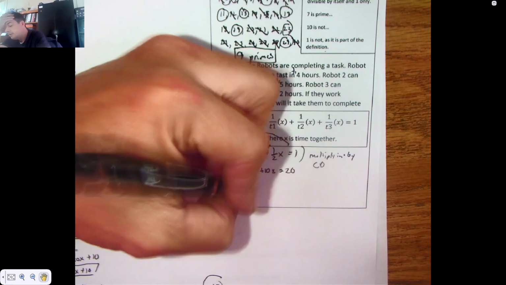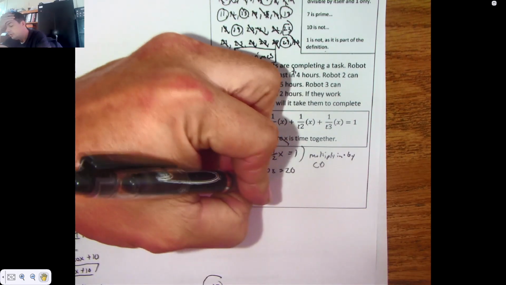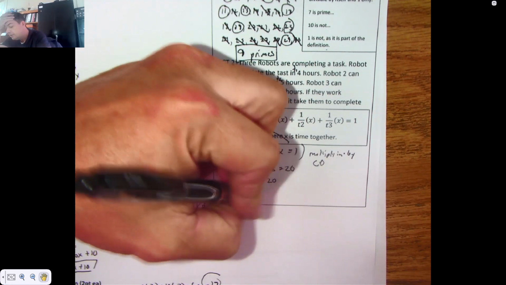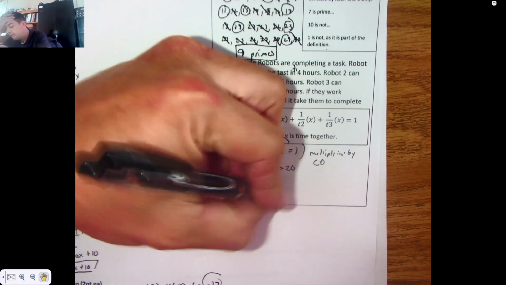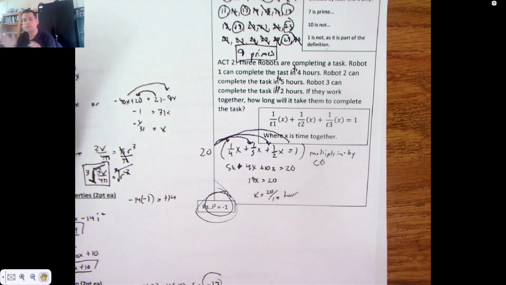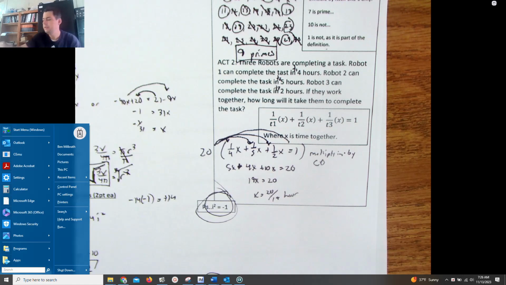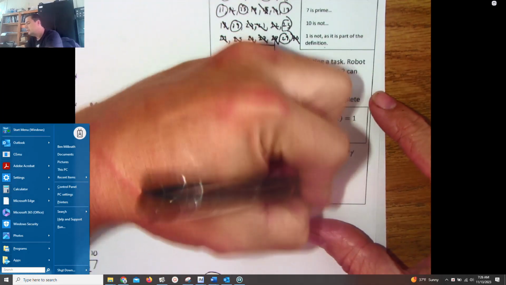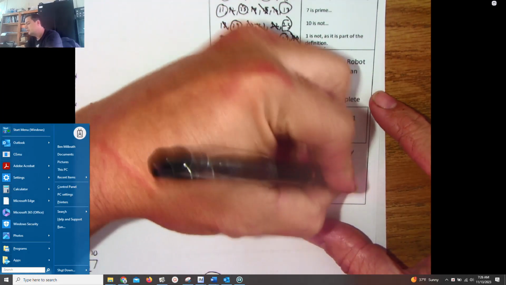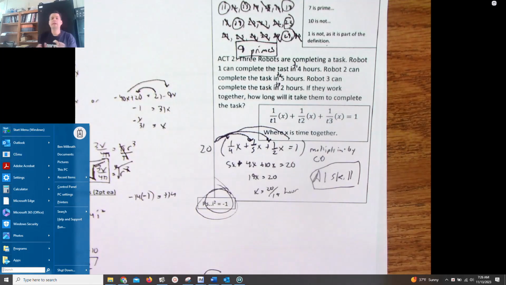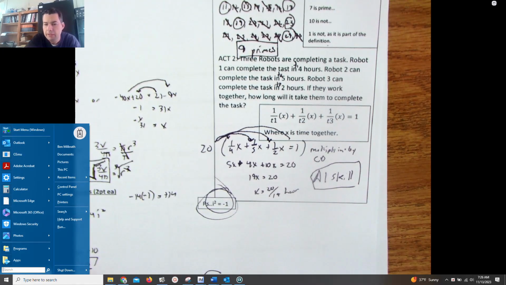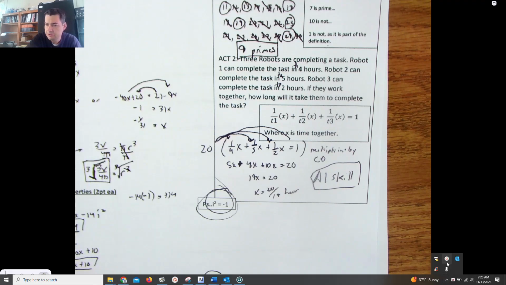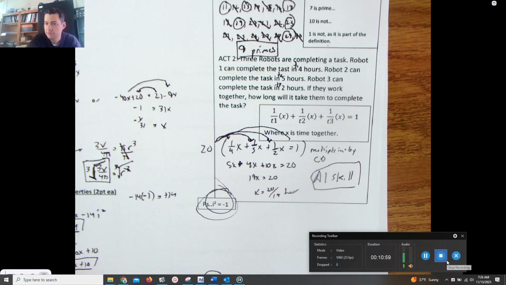If I add my x's together, I get 19 of them, still equal to 20, and x is 20/19ths of an hour. So if they work together, they can do the whole job in just a little over an hour. That is, by the way, an Algebra 1 skill. It's not Algebra 2, it's Algebra 1. Very little of what I've shown you is actually Algebra 2. We're just doing Algebra 1.